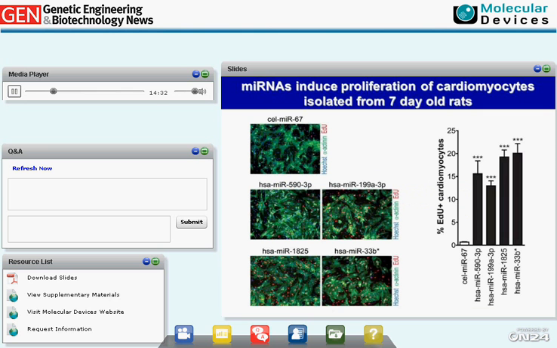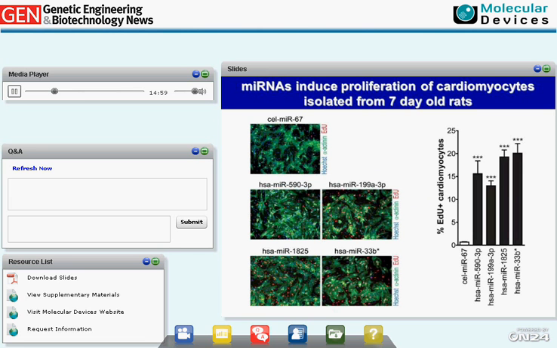So as our first approach to look into this, we decided to isolate cells from 7-day-old rats. As I told you in the beginning, the proliferation of the cardiomyocytes decreases very rapidly after birth. You can see here that in the newborn rats, the proliferation was about 12%. In 7-day-old rats, the proliferation of the cardiomyocytes is below 1%.